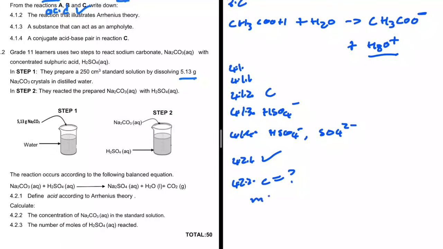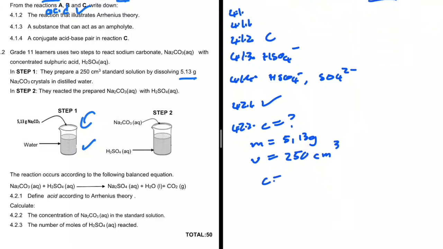So the mass is equal to 5.13 grams. And then the volume of the distilled water, because we have some water here and we are adding Na2CO3, is 250 centimeter cube. Concentration is equal to number of moles divided by volume.